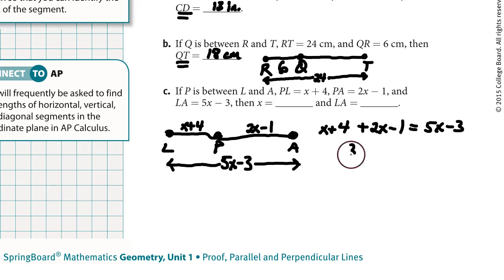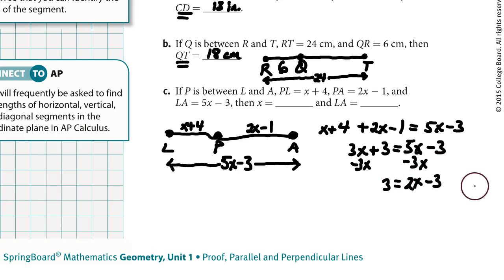X plus 2x is 3x. 4 and minus 1 is a positive 3. So on the left side of the equals, I combined some like terms. Next step, let's subtract 3x from both sides to get 3 equals 2x minus 3. Then add 3 to both sides to get 6 equals 2x. Therefore, x equals 3. That was one of the things we were asked to figure out.